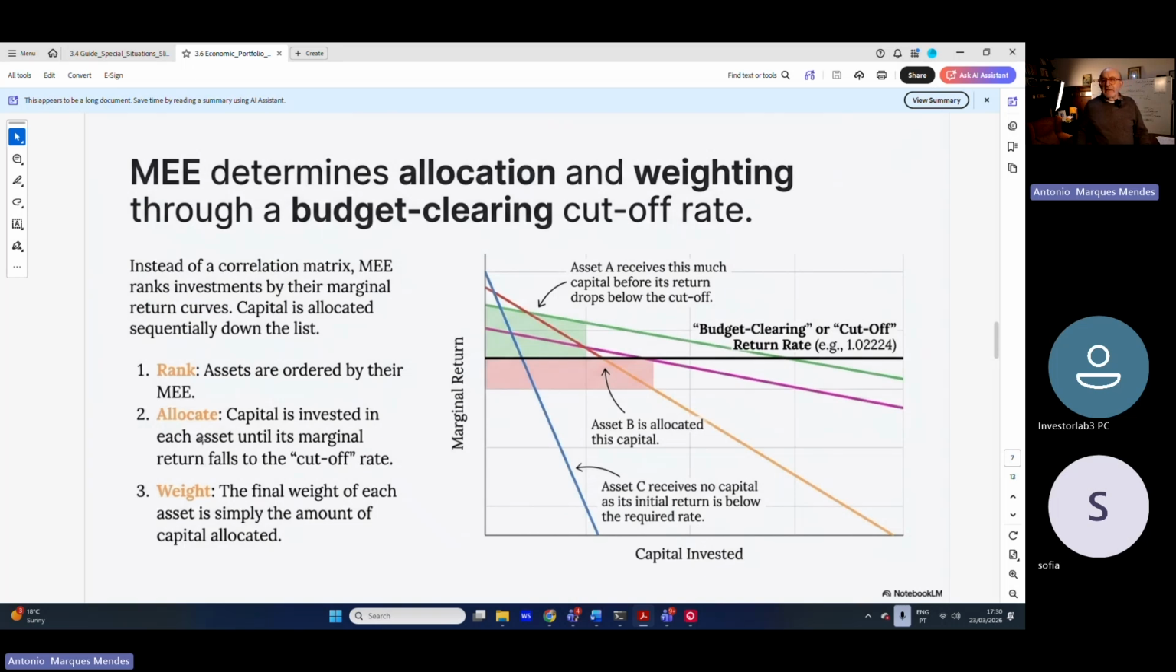From this we can analyze other risks, the ones that will shift any of these curves inward or outward. Among those risks, there is the problem of leverage. Do we want to use leverage or not? If we want to use leverage, we change the budget clearing cutoff rate of return. Do we think that some of these stocks are mispriced? If they are mispriced, then we would need to shift the corresponding marginal efficiency curve accordingly.